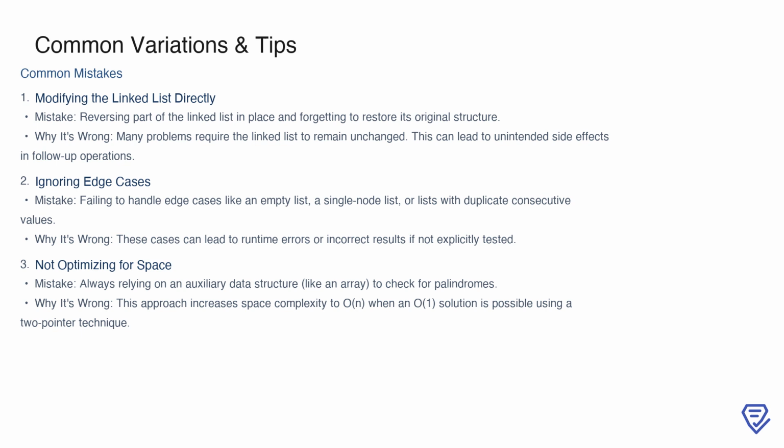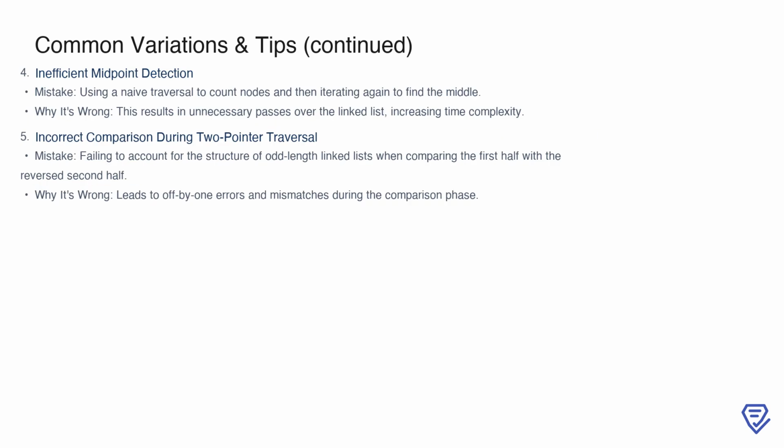Lastly, not optimizing for space by always relying on auxiliary data structures, like converting the list into an array, can unnecessarily increase space complexity to O(n). Instead, consider using a two-pointer approach, which offers a more space-efficient O(1) solution. Another frequent mistake is inefficiently detecting the midpoint of the linked list. For example, counting all the nodes in one traversal and then iterating again to find the middle wastes time and increases the number of passes required.